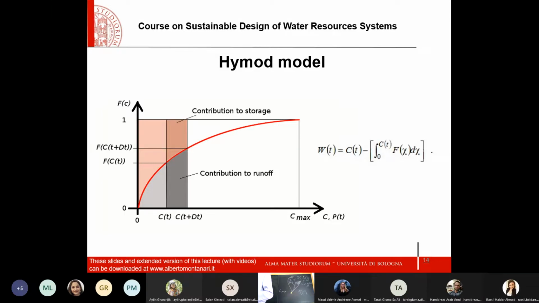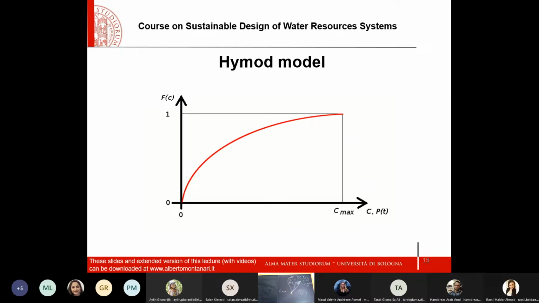Okay, now the problem is that we understood that if I want to compute the river flow, I have to compute the integral. If I want to compute the storage, I have to compute this difference. And now my problem is this integral. Any questions so far? Okay, let's compute the integral then. Oh, this is an animation.